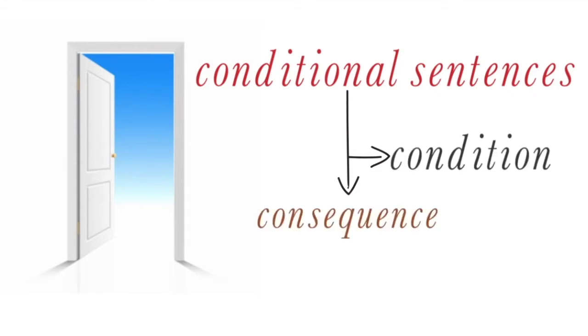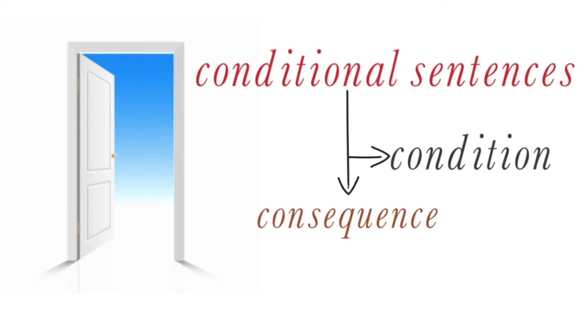Like when you say, if you want to say to your child, if you do your homework, that is a condition. And what is the consequence? As a consequence of that, you will get a chocolate or you will get a toy. So that is a consequence. So that is a conditional sentence.